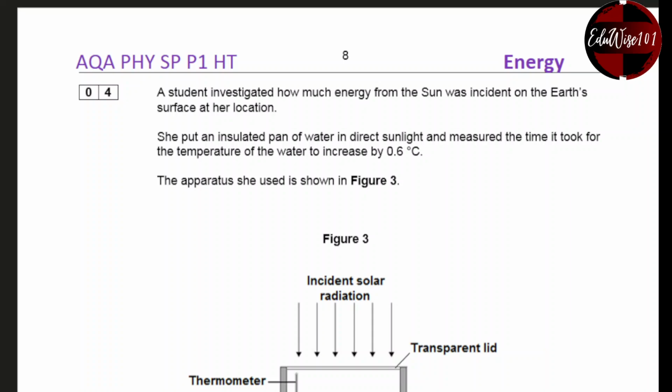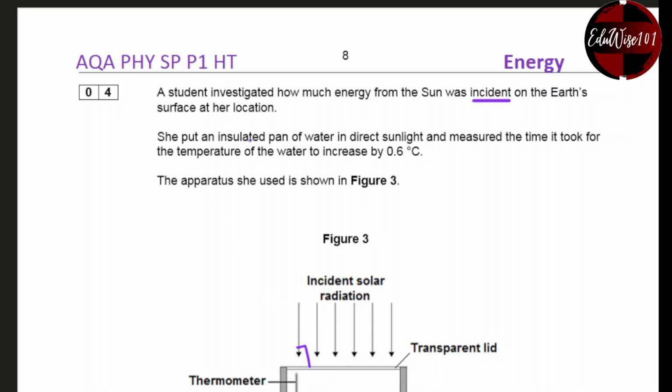Question number 4. A student investigated how much energy from the sun was incident on the Earth's surface at her location. What does incident mean? Now here you can see the transparent lid, and the incident solar rays are basically parallel rays of sunlight that are falling, and we say it's incident, and it's perpendicular to the transparent lid, which basically means it's falling straight down.